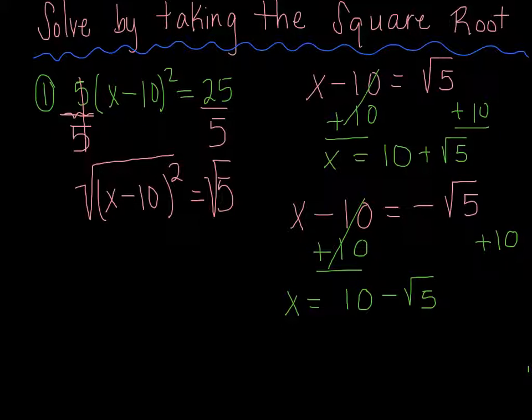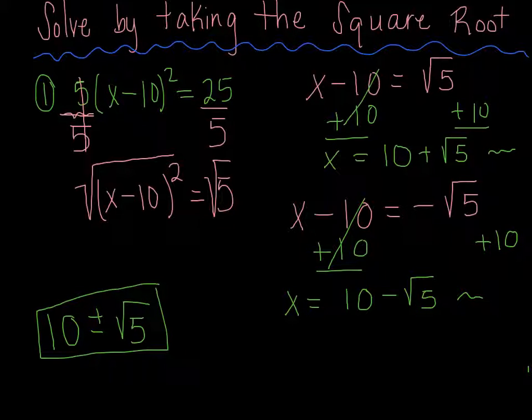So instead of leaving it as two separate answers here and here, we can write it as one answer. And that can look like this: 10 plus or minus radical 5. The plus and minus just takes care of the positive answer and the negative answer. It's just a shortcut of writing your answer. You do not have to, but it's a preference.